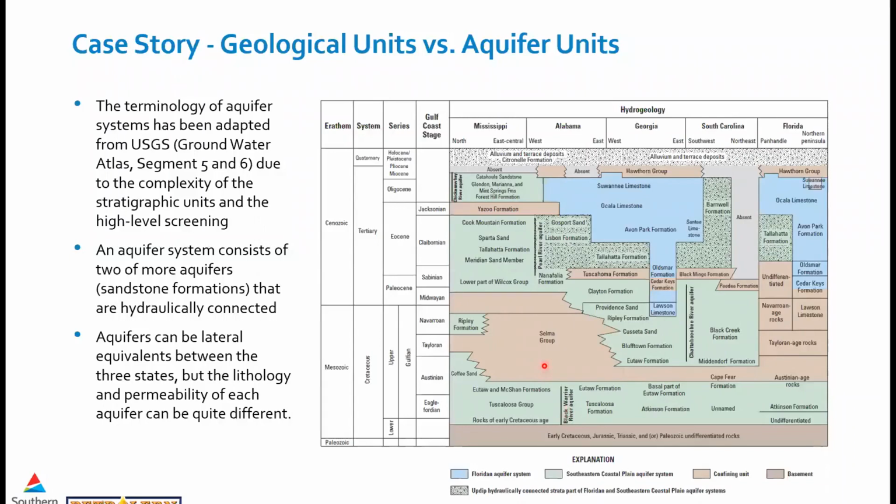The aquifers can be lateral equivalents, as you can see here from the Max Shannon formations and Utah formations. They can be lateral equivalents between all three states, but the lithology and permeability of each aquifer can be quite different. That's something you would do in a more detailed screening, going into the different formations. But we will have the helicopter view in this case story.